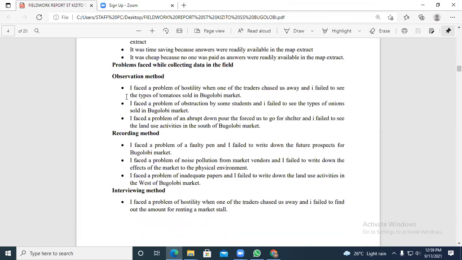For example, with the observation method, you may face a problem of hostility. Hostility will mean that the respondents can chase you. You can go to the market and they chase you away. And remember, observation needs the physical presence of the researcher. You have to go there and interact with these people, ask them questions and see features. So you can face a problem of hostility using observation. You can face a problem of obstruction. We call it physical obstruction.